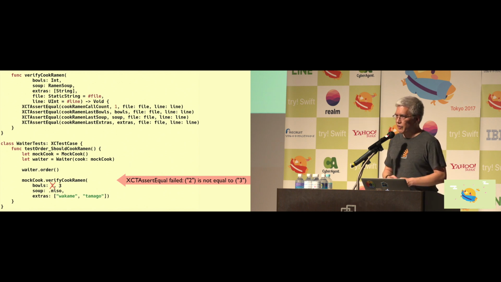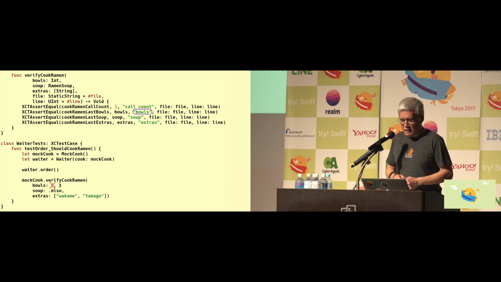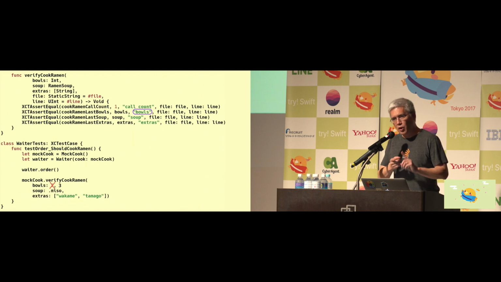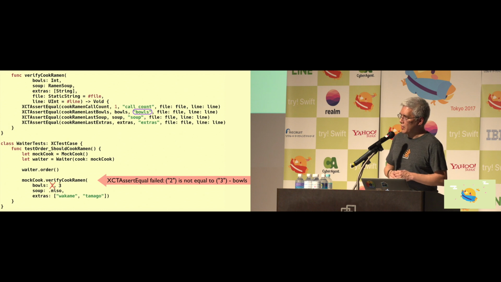But this isn't a very good error message. It just tells us 2 is not equal to 3. 2 what? 3 what? Let's specify the what by adding a message to identify each assertion. Call count, bowls, etc. Now, the assertion failure says 2 is not equal to 3 bowls. This is a useful error message.